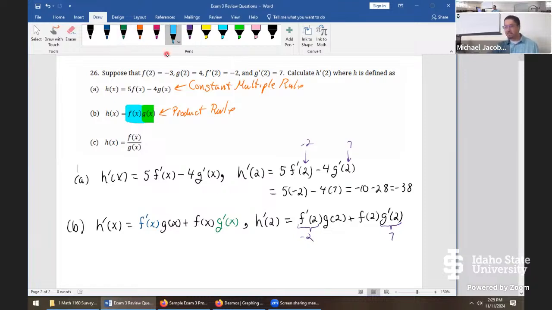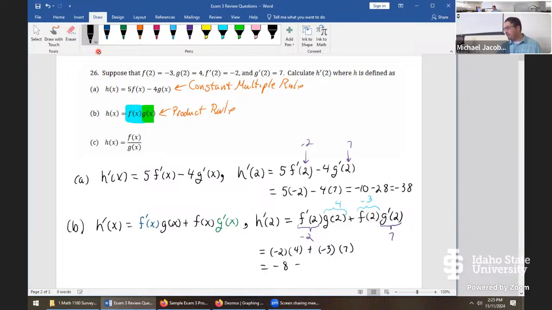And let's pick out a different color. But we also need to evaluate g at 2, the original function. All we know is that it comes out as a 4. So a 4 goes in here. F of 2, let's see, that one came out as a -3. So plugging in all that information, we have -2 times 4 plus -3 times 7.